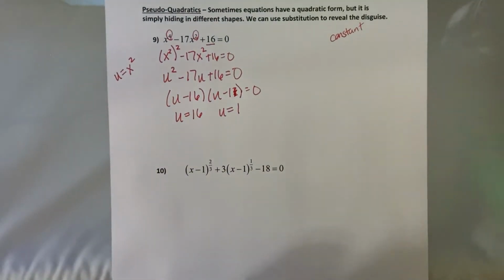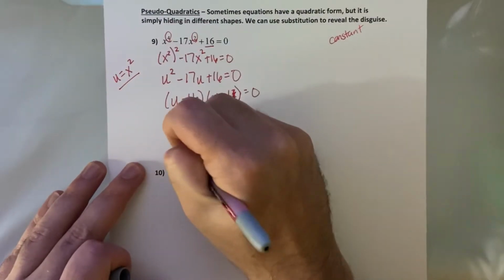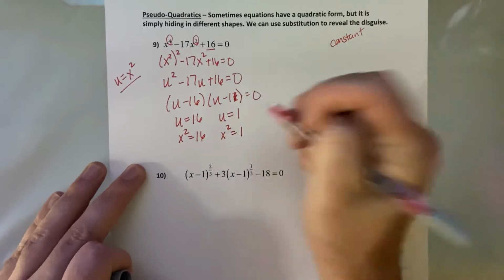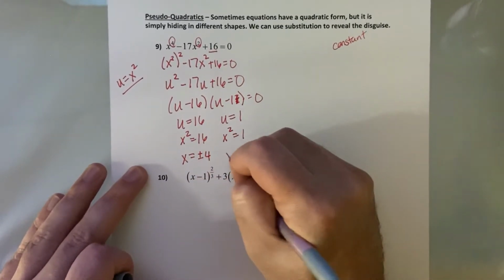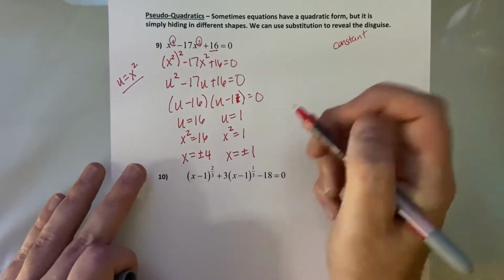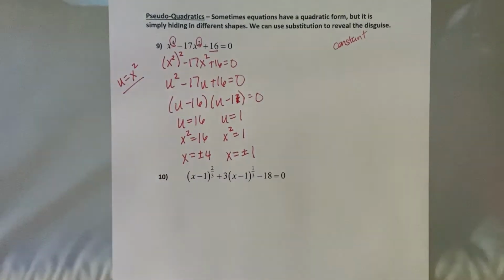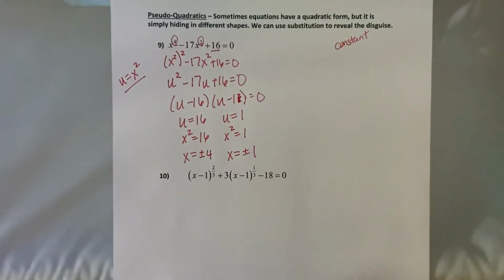But the point of substituting is to make the factoring easier. I still need to go back to my x's because that's where the problem started. So instead of u, I need to go back to x squared equals 16 or x squared equals 1, which means x is plus or minus 4, x is plus or minus 1. Now, it's an x to the 4th, so we expect it to have 4 answers. Here are 4 answers.